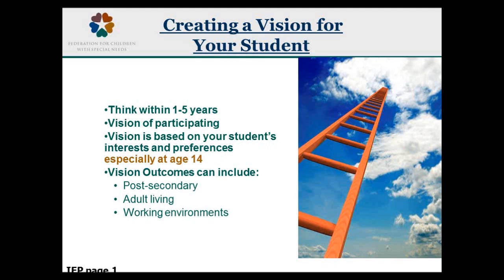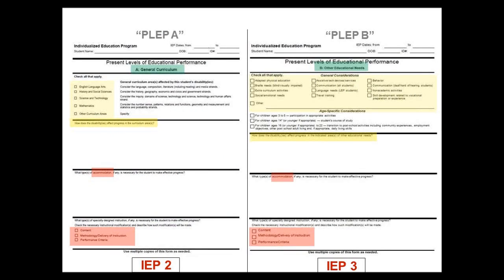So think 1 to 5 years ahead when you're thinking about vision. Think about transitions from grade to grade, from one school to another, and as a student's getting older, what kinds of things do they want to be doing? Do they want to be having a job? Do they want to be getting a driver's license? Things like that. And especially when it comes to transition, you want to be thinking about what they want to do when they graduate. What do they want to do in terms of post-secondary education? Do they want to go to college? Where do they want to work? Where do they want to live? That sort of thing.